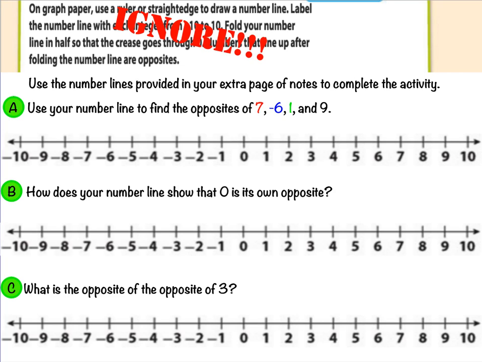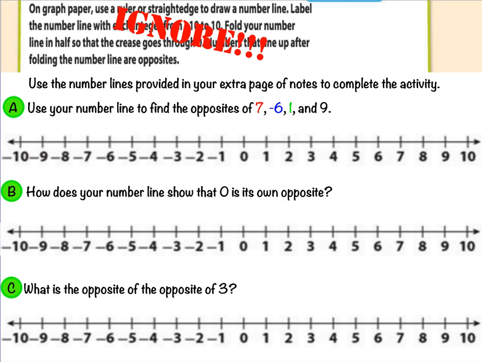All right, moving on here. I know that this is asking you to get a piece of graph paper. You do not need to do that. I actually gave you number lines in your notebook, so you can use those. So you're going to use your number line to find the opposites of 7, -6, 1, and 9. Now here, this is where we have the different colors coming in. First, we're going to plot all these numbers.